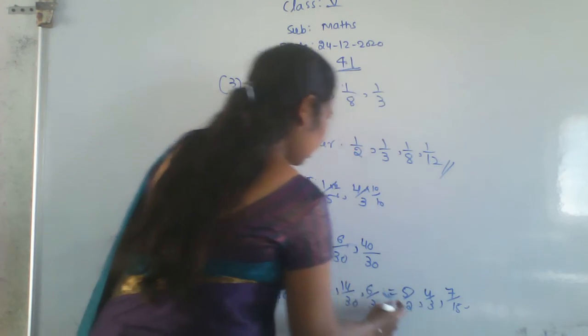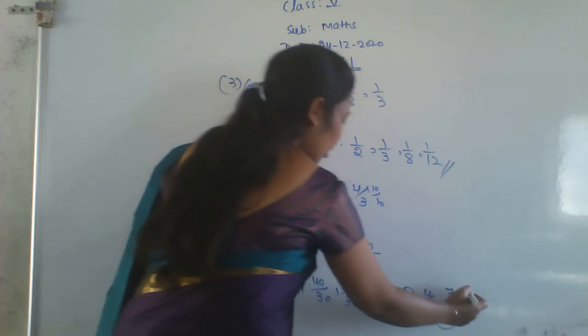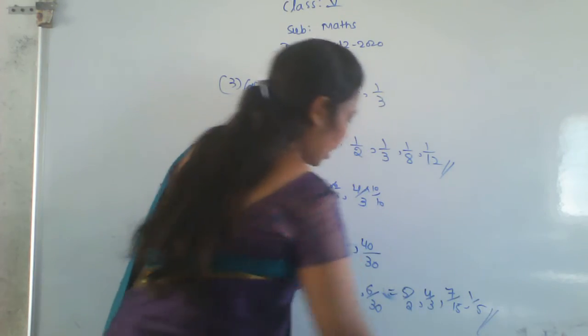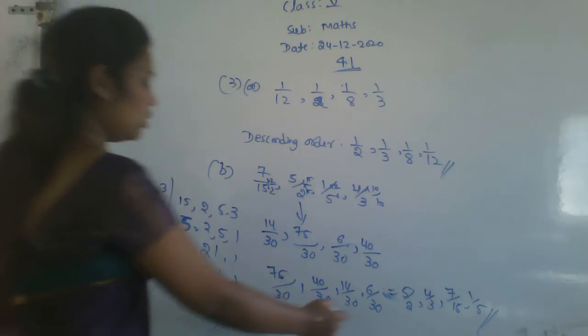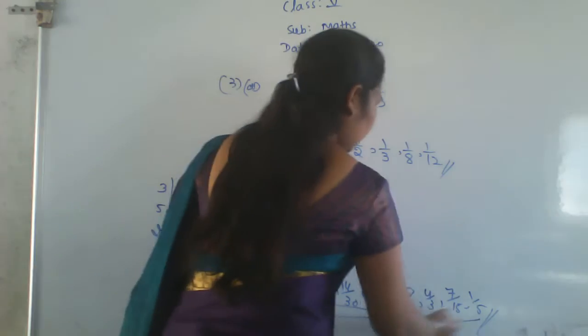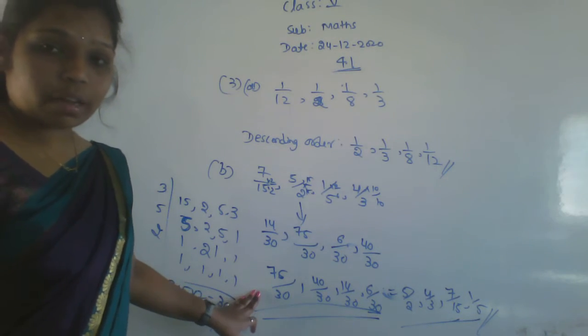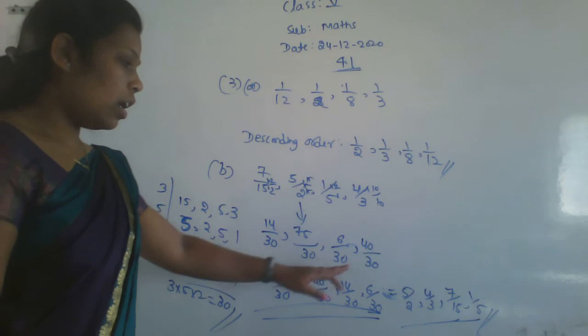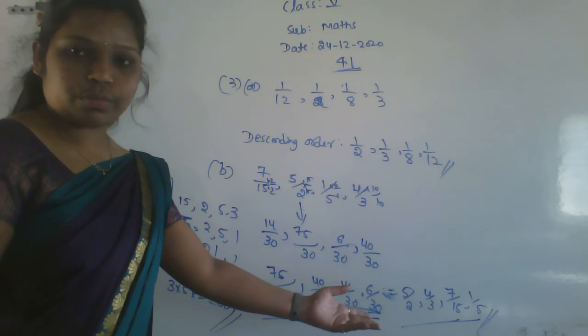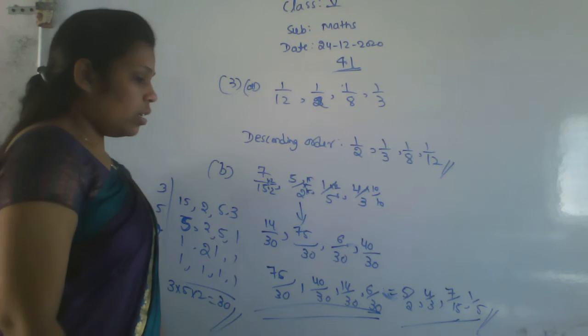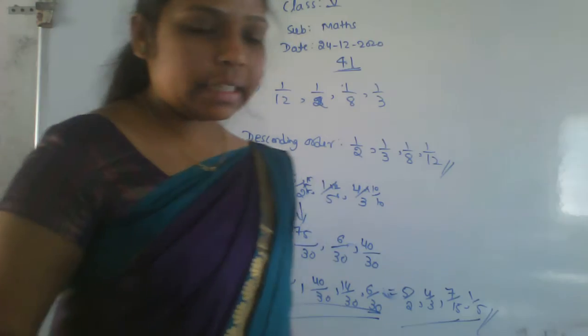And next 6 by 30 is 1 by 5. Like this also you can write. This is also correct. This one is also correct and this one is also correct. If you stop here only, then also they will give marks. Don't worry about that. Otherwise you can write like that also. It's your wish. So we completed the third main also.